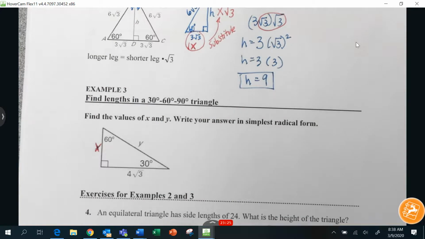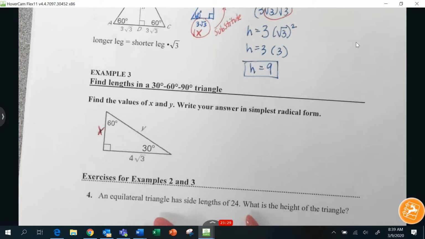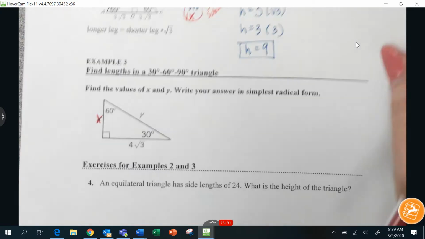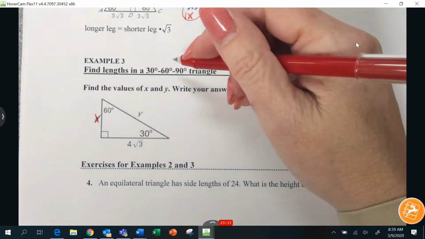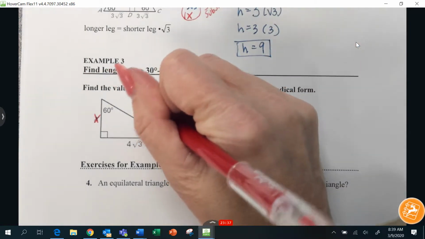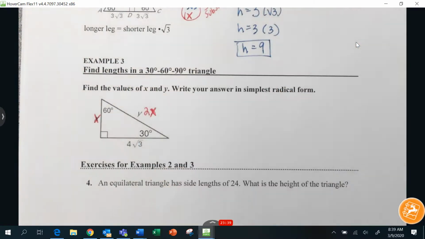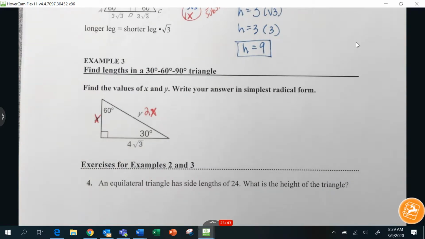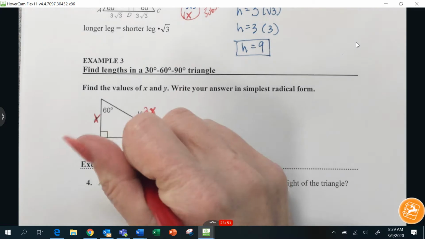This is a 1, 2, 3 triangle. Ryan, what's the formula for the hypotenuse? 2x. That leaves us with one more side. The formula for the third side. Avneet. X square root 3.